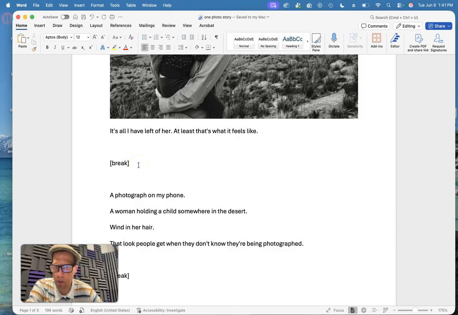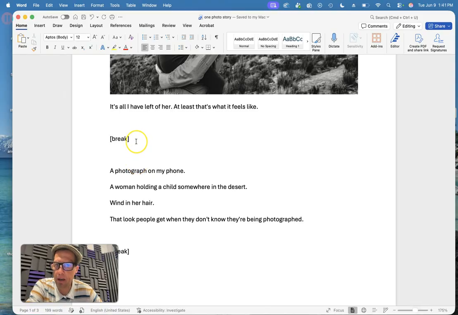You might also see extended breaks, where break might show up twice, or you might see a note that says, let this one breathe. Normally, if you see something that says let it breathe, it means don't say anything. This is a key for you to utilize silence to really create tension.